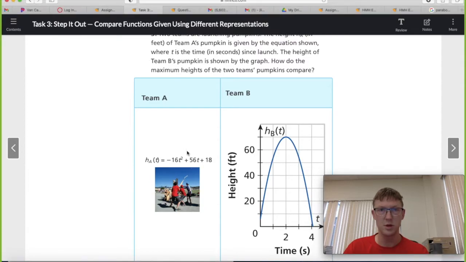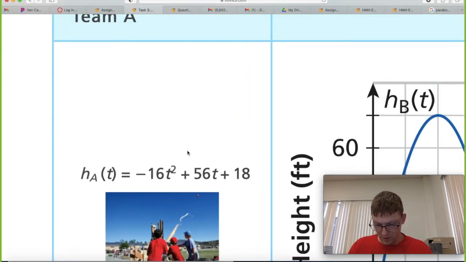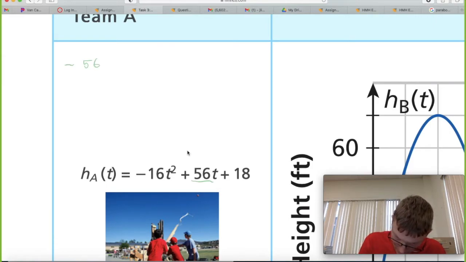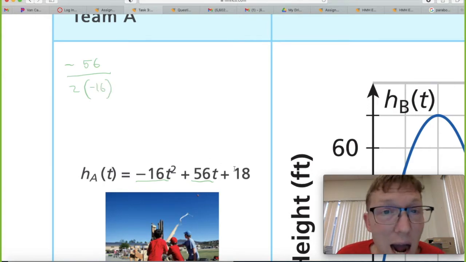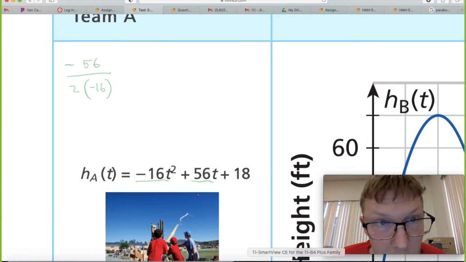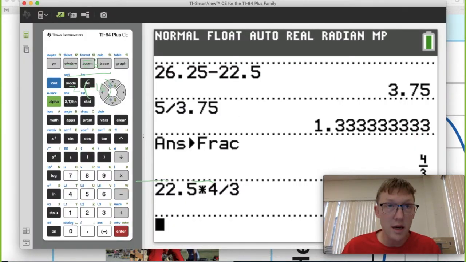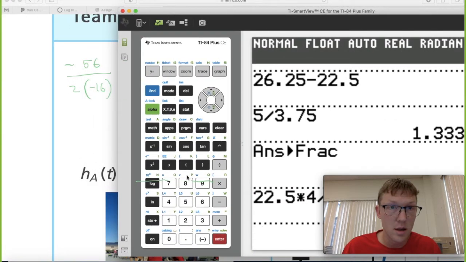So we've got -b, this is our b, over 2 times a, here's our a, -16. I'm just going to put that in my calculator. Don't tell anyone. And I'm not going to add negatives because the negatives cancel out.